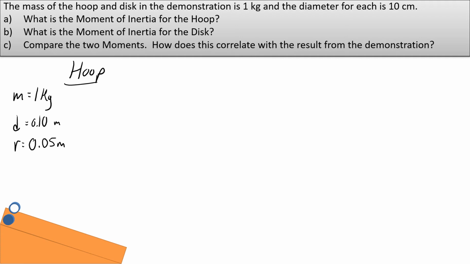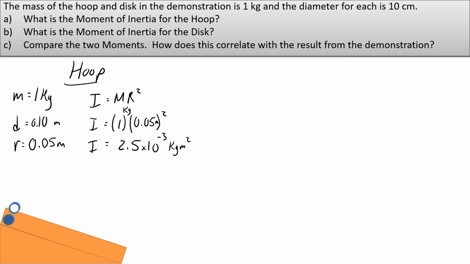So we look at our reference table, and we see that for the hoop, the moment of inertia is equal to the mass times the radius squared. So the moment of inertia is equal to 1 kilogram times 0.05 meters squared, and you get 0.0025, but really we write it like this, 2.5 times 10 to the negative 3. And then again, this is a kilogram times a meter that's being squared. So kilogram meter squared.